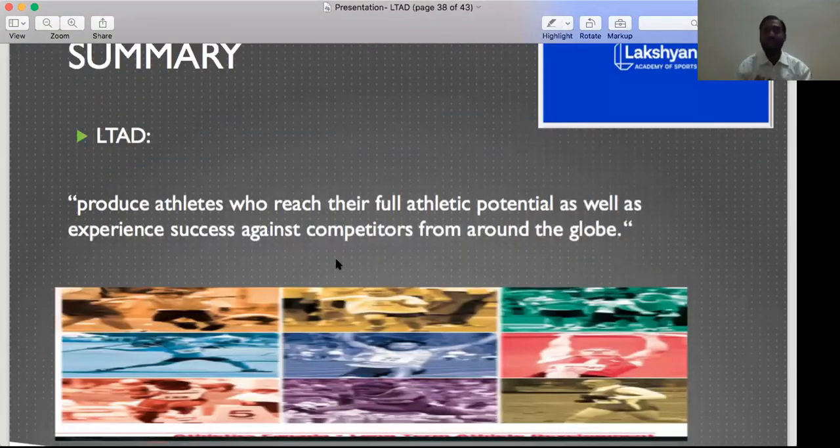I mean, the whole idea of LTAD is to produce athletes who reach their full athletic potential, as well as experience success against competitors from around the globe. So when you say full athletic potential, it is very individual. I am in my best capacity, want to be the best. And if I can follow an LTAD model, that can help me to achieve that.